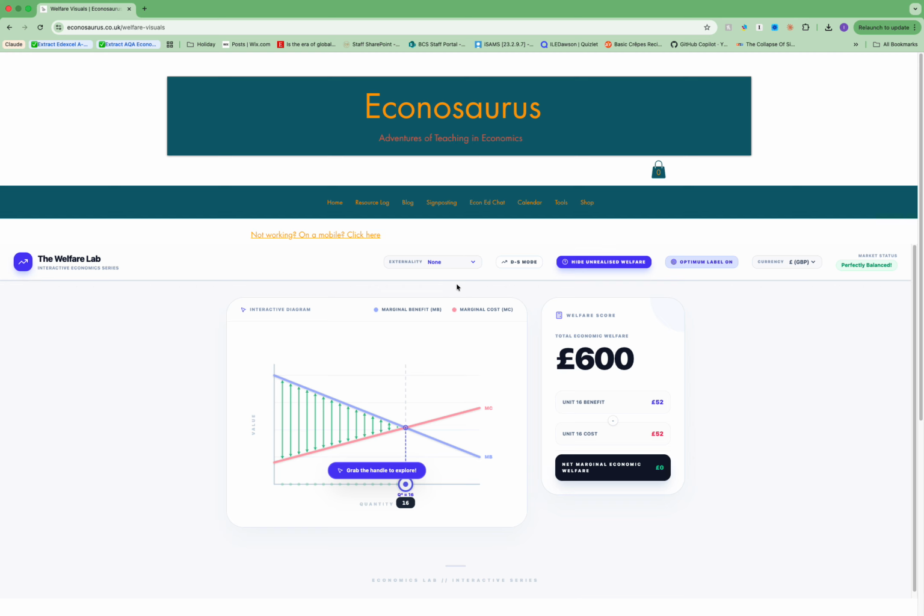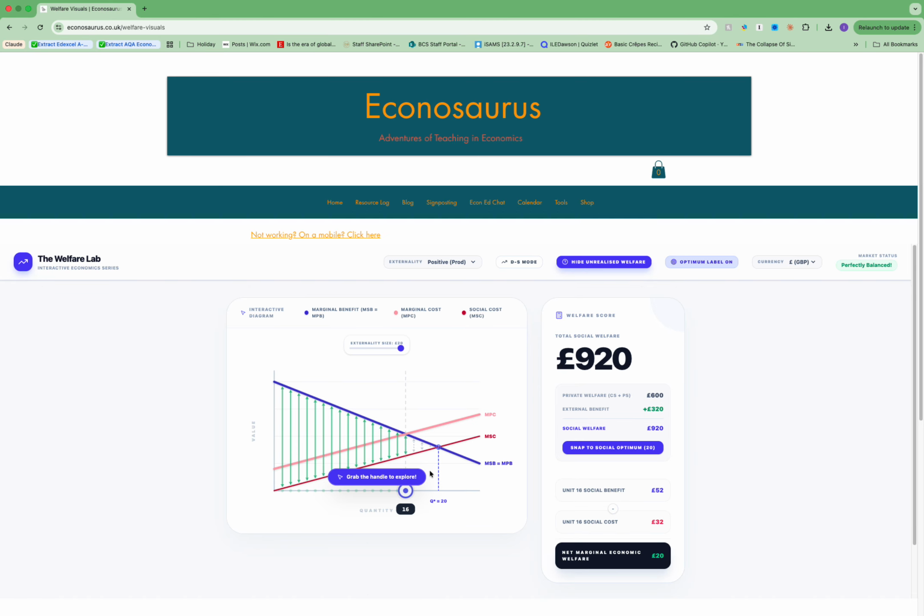put in some externalities in place. And then we can see that if we are producing at a private equilibrium at 16, we are missing out on all this extra welfare that we could have got there.